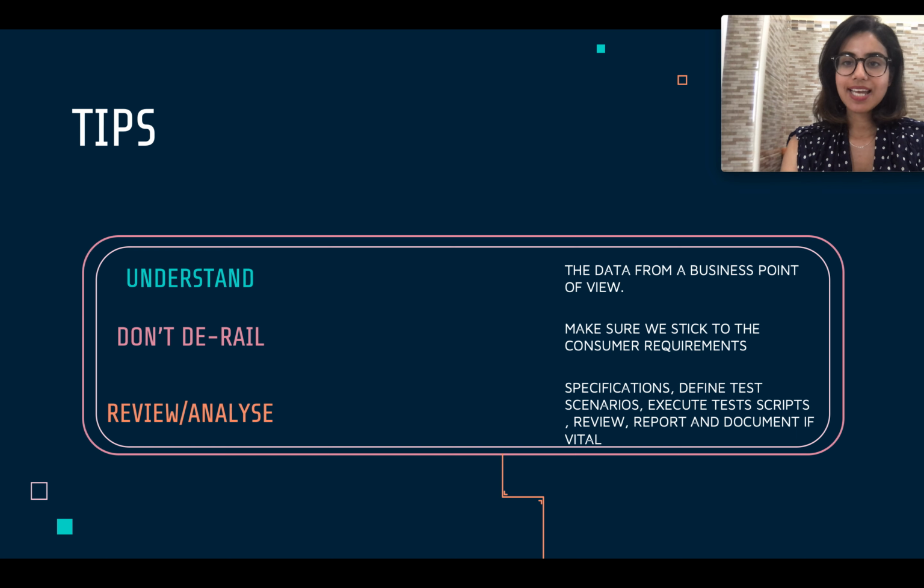Some tips for you to take away. Make sure you understand the data from a business point of view. Don't derail. I know that your model mimics real life scenarios and there's tons of assumptions. Assumptions limit scope, basically. You cannot pick all assumptions realistically because then you are derailing and what needs to be delivered won't be on time. So make sure you stick to your consumer requirements. Also, review and analyze a lot. So your specifications, you define your test scenarios, execute test scripts, review them, report and document if vital.